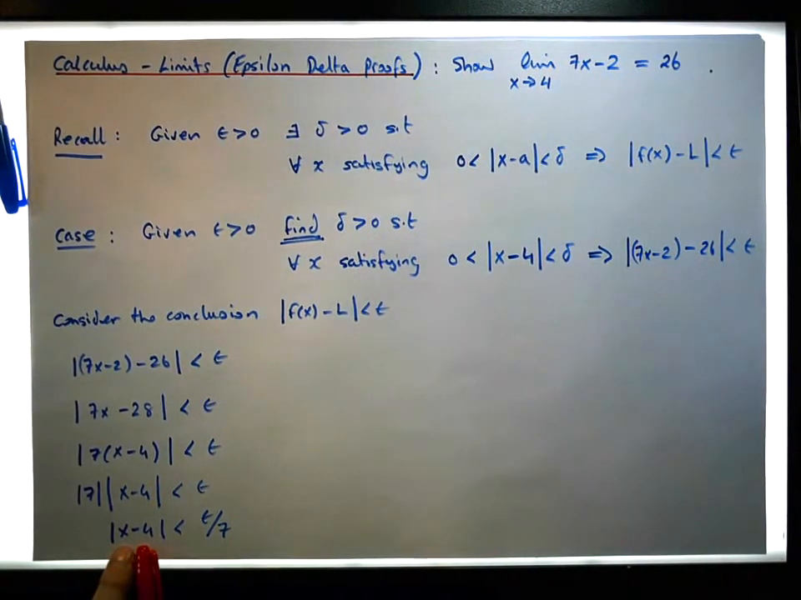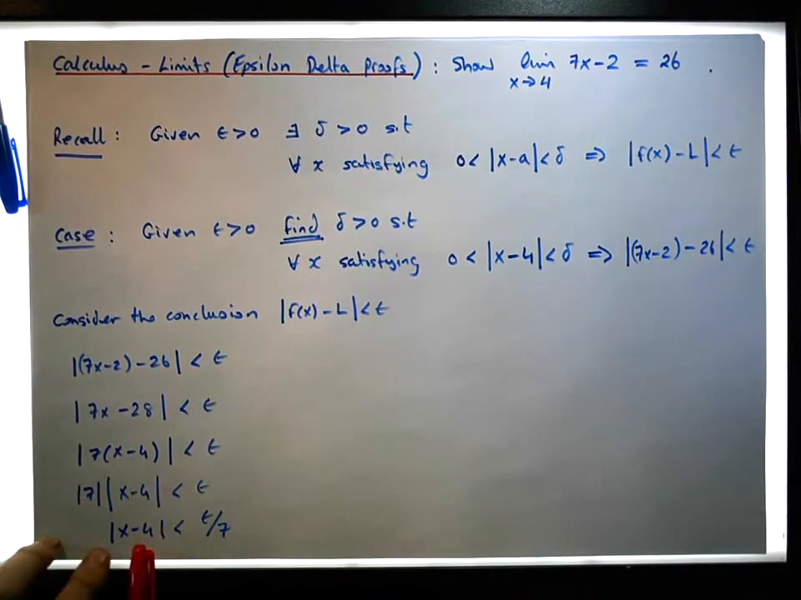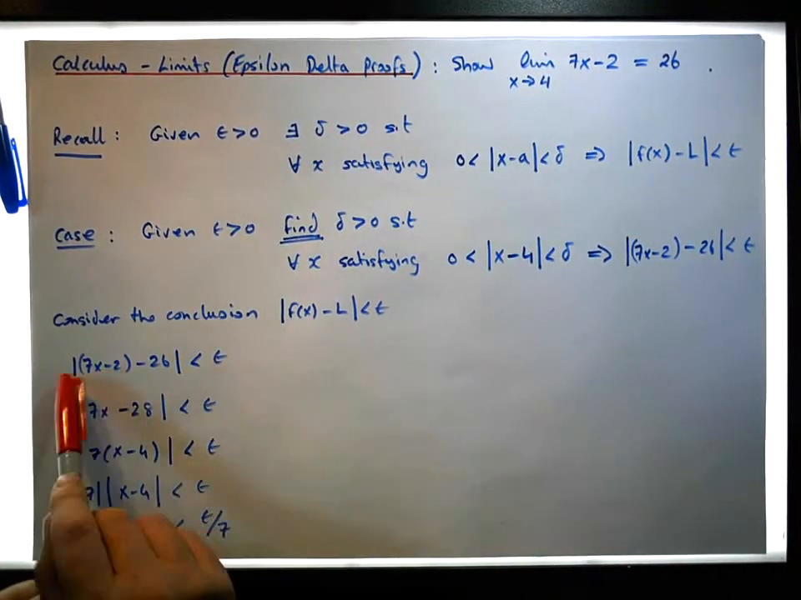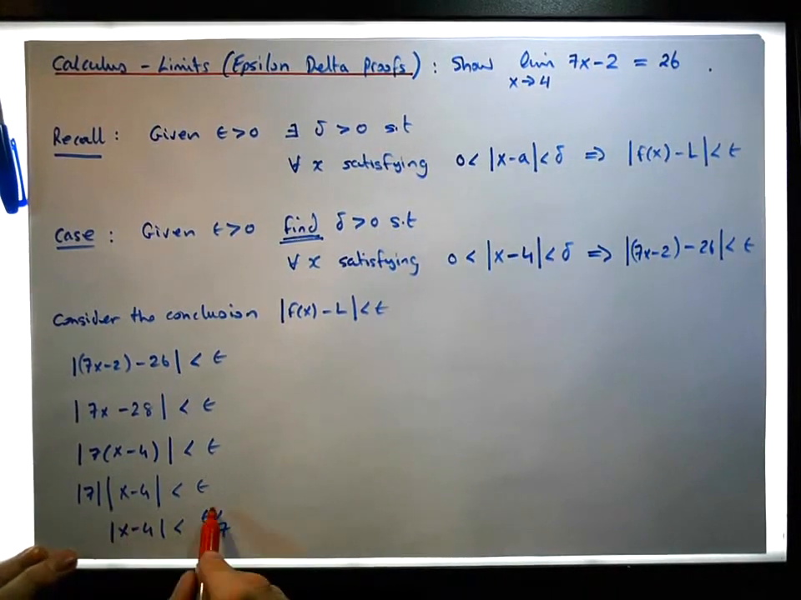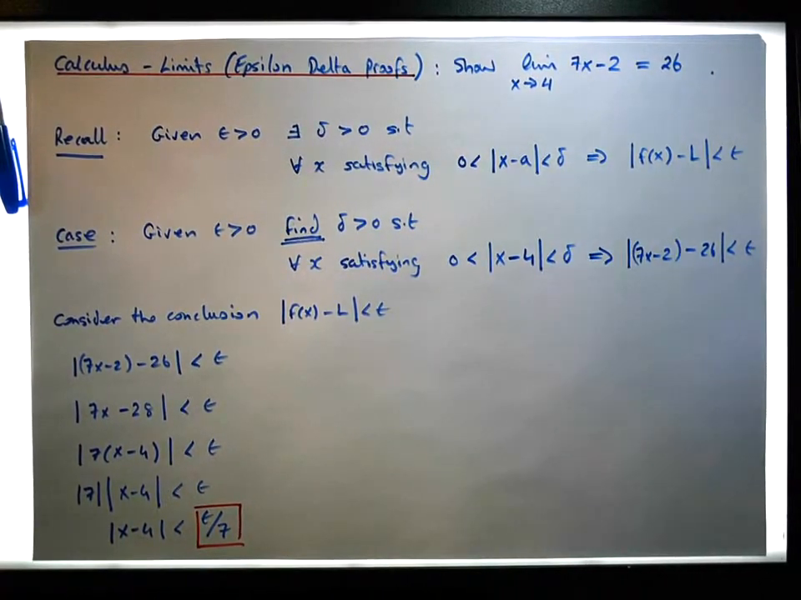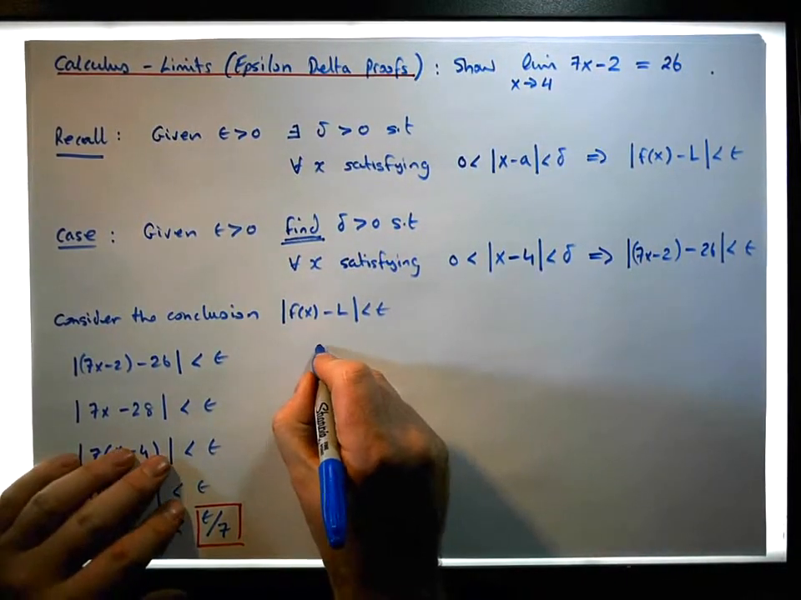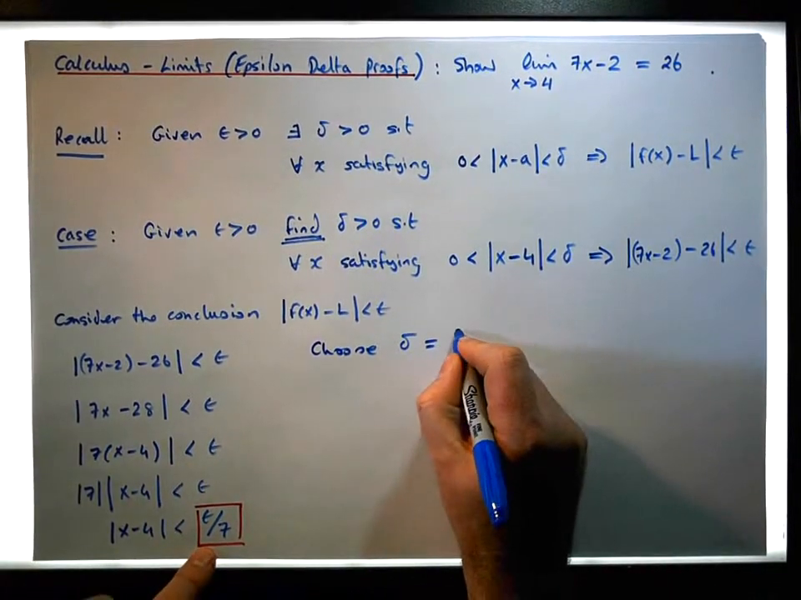We have our x minus a is less than some value here. So we know that if x minus 4 is less than this particular value, then we'll always have that f of x minus L is less than the epsilon that was given. So this is important for us because this is the value that we're going to choose delta to be. So let's choose delta to be equal to epsilon over 7.